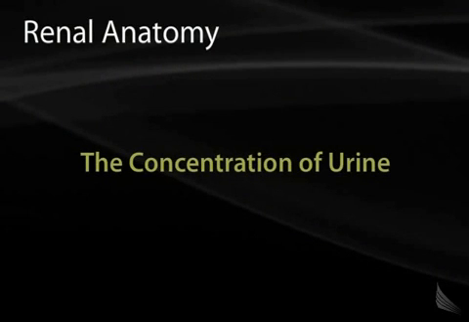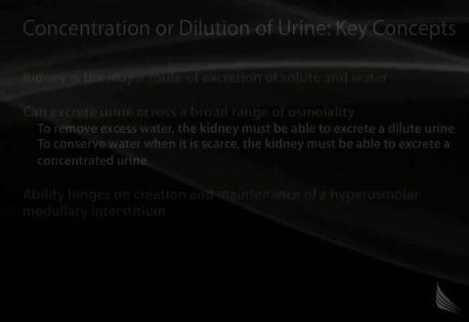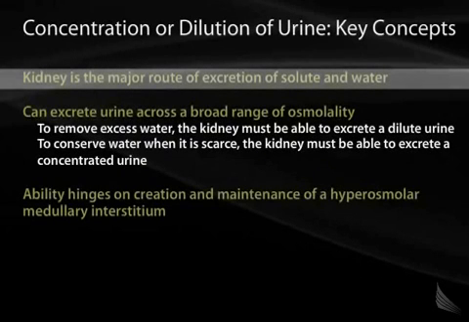In Section 9, we will walk through how urine is concentrated through the countercurrent multiplier. As we said before, the kidney is responsible for the maintenance of homeostasis. No matter how much water and salt is taken in, the kidneys must maintain osmolality and sodium balance within a given range.